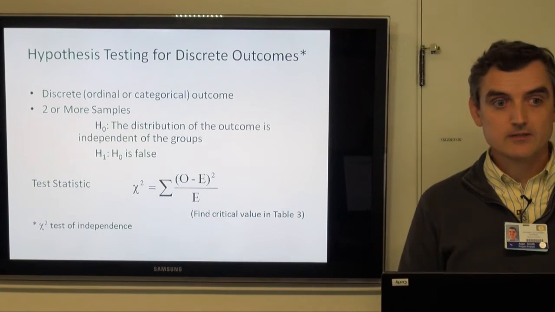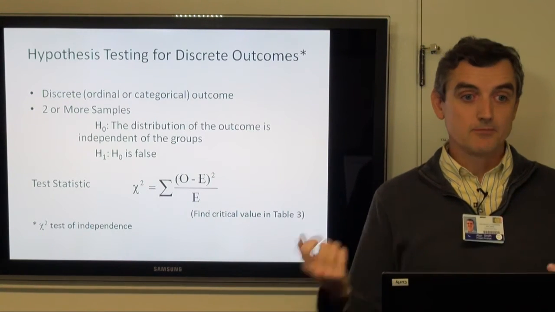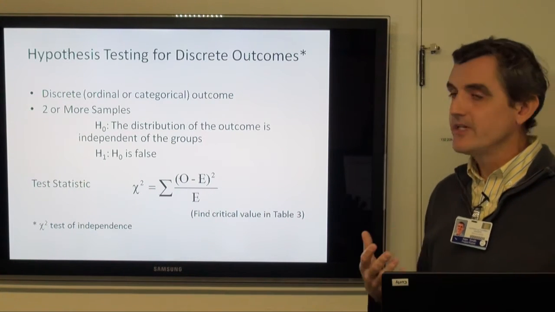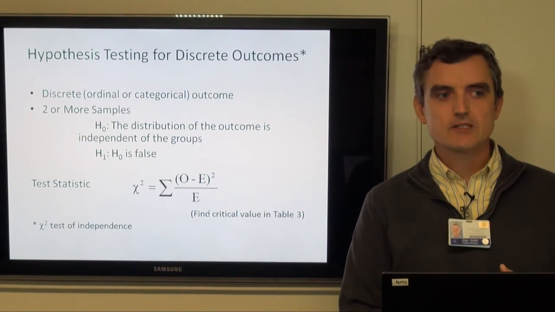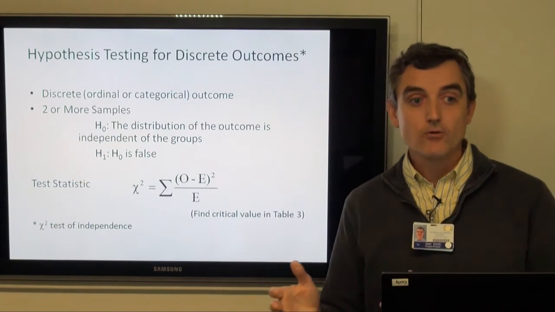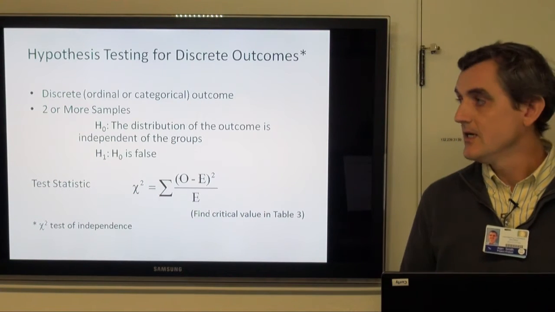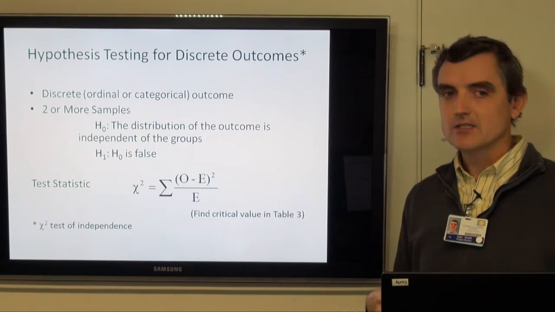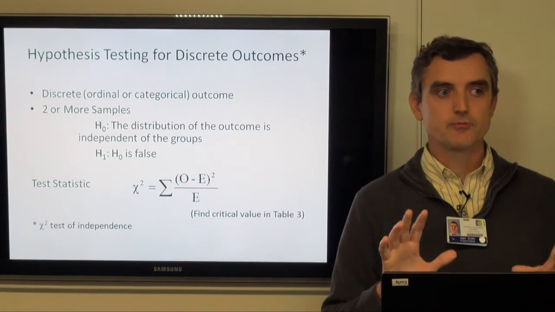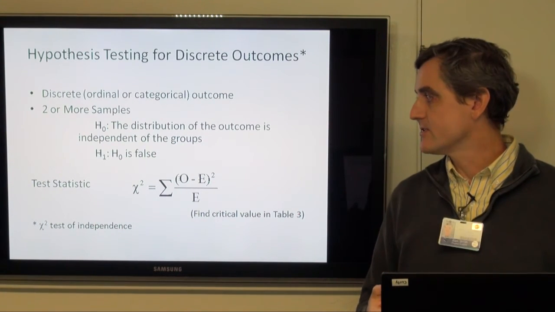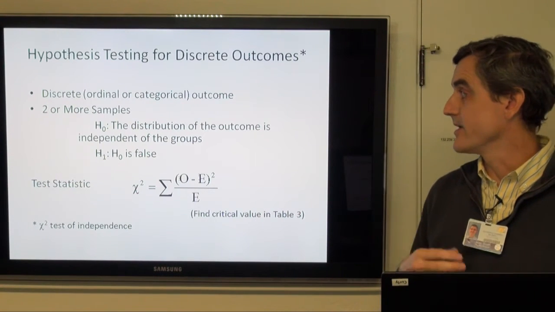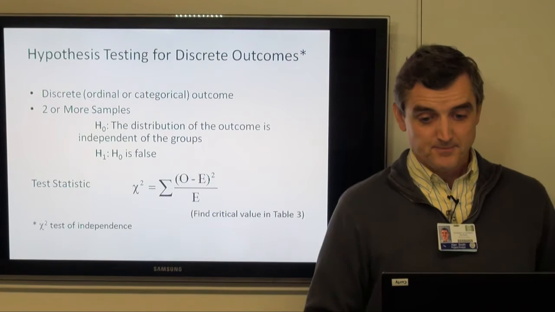All right, so that's comparing a continuous outcome across multiple groups. What if we have a discrete outcome? Well, before we talked about comparing proportions, but if you have more than 2 categories, you can't just compare the proportions. What we end up doing is setting up a table and looking at the distribution of the observations and comparing that with what we would expect if the relationship was independent.